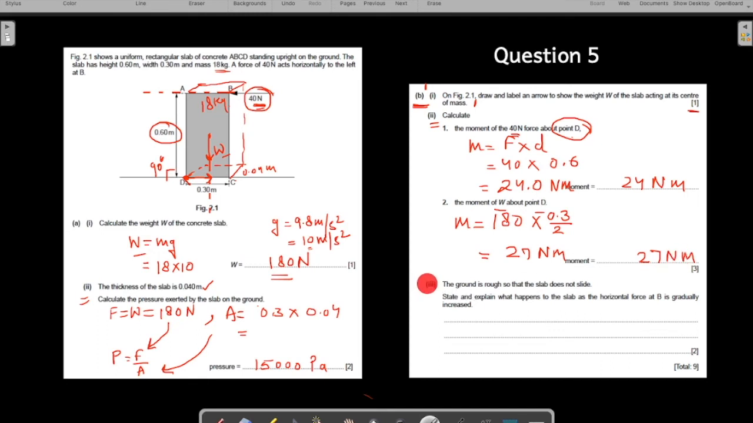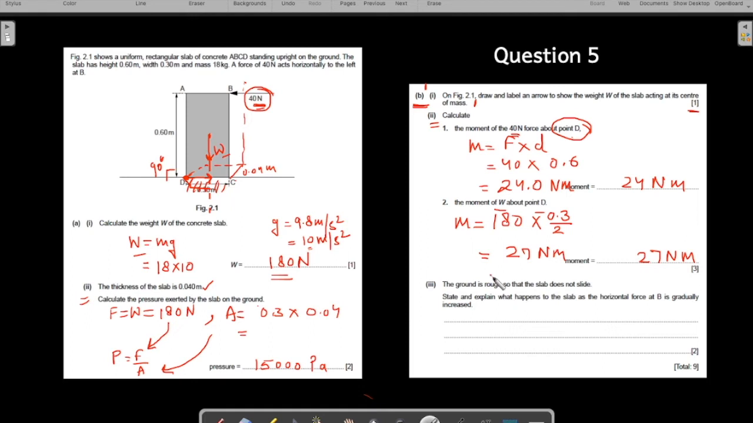Now the last part of the question: the ground is rough so the slab does not slide. So this force is pushing from here, but because of the roughness of the ground, the slab is not sliding. The ground down here is rough. The slab is not sliding. State and explain what happens to the slab as the horizontal force W is gradually increased.